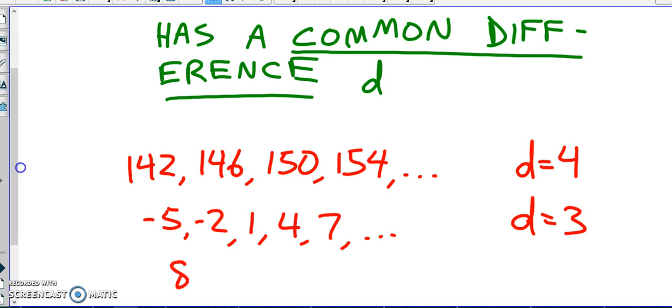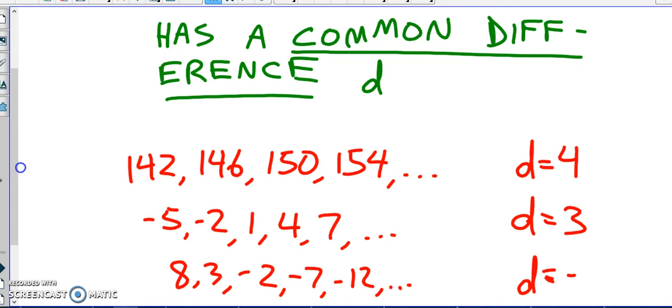Then if I had 8, 3, -2, -7, -12, the common difference there would be, geez, get your equal sign with it, Mom. Common difference would be -5.